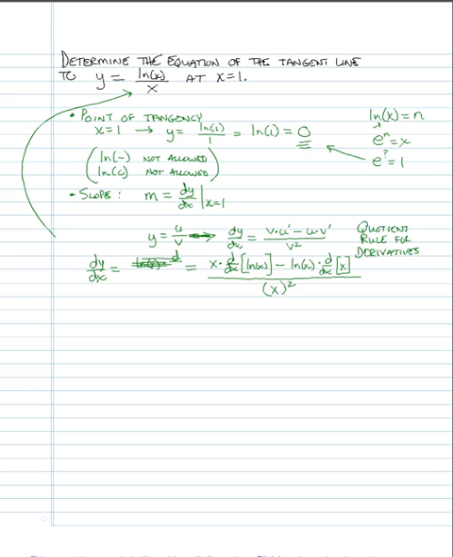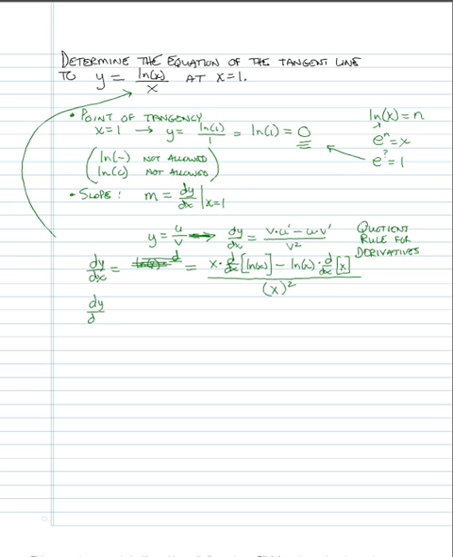Okay, one more time since I goofed that up so badly. Remember how the derivative goes. It's denominator times derivative of numerator. So that's the x times derivative natural log x, minus the numerator times derivative of denominator. So that's the natural log times derivative of x, all divided by the whole denominator squared. Okay.